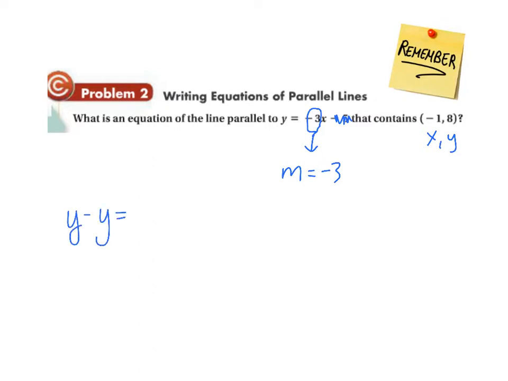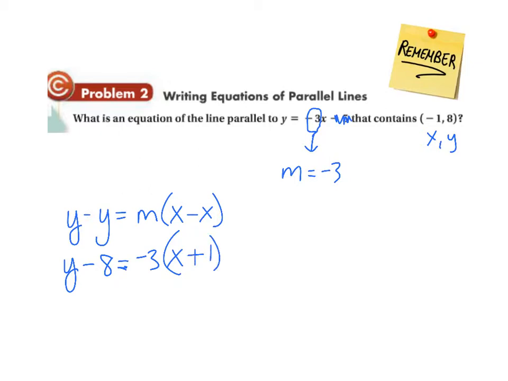y minus y1 equals m times x minus x1. The first y stays put. The second y comes from my point. So it's going to be y minus 8. My slope is negative 3. And then my first x stays put. My second x comes from my point. It's minus negative 1. That'd be plus 1.